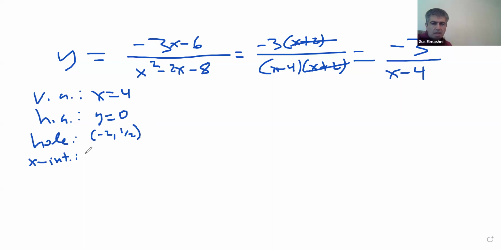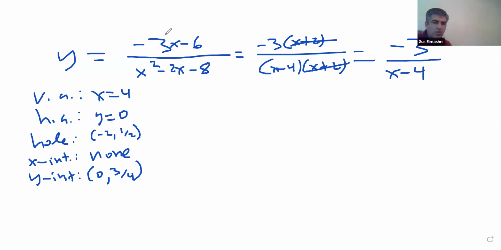Your x-intercept is none. The y-intercept is 3/4. Wait, why is the x-intercept none? Because if you look at the simplified form, you can't make the top 0. The top is -3. The top can never be 0. You just said it earlier for this one, right? Oh, yeah, yeah.